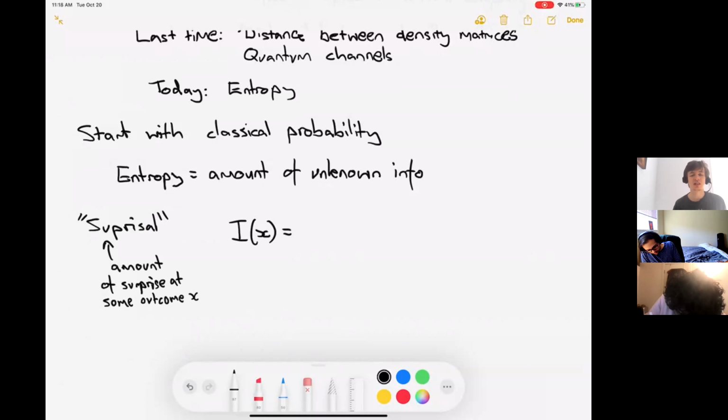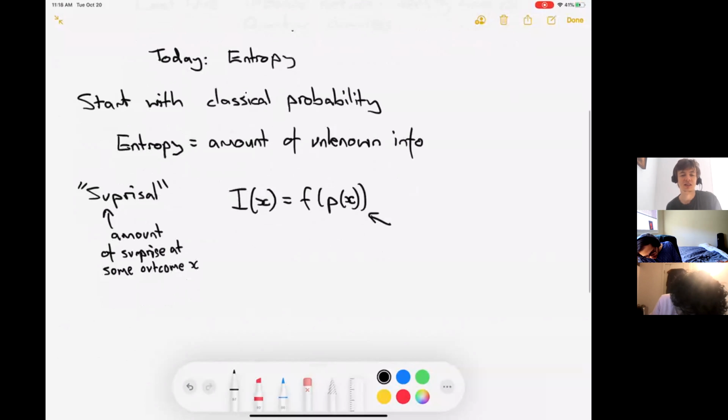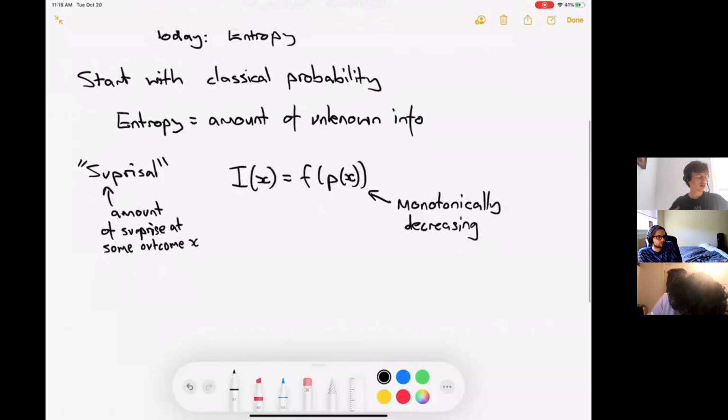And pretty obviously, how surprised you are at an outcome should be a function of the probability you thought that outcome would have, right? And more than that, you should be more surprised the smaller the probability of it happening was. So f should be a monotonically decreasing function. The amount of surprise at something happening with probability 0.9 should be smaller than the amount of surprise you experience at something that had probability like 0.01. Okay. So at the moment this is very arbitrary. There's a whole lot of monotonically decreasing functions out there.